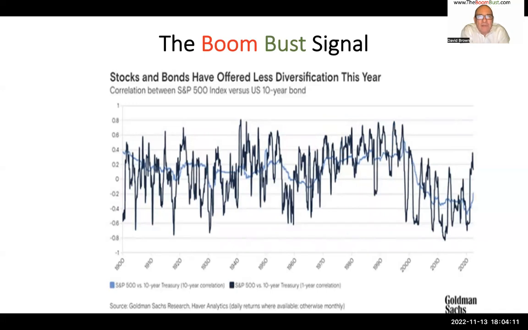Another interesting slide that helps us understand the optimal portfolio allocation when there is inflation is this slide, where we can see the correlation between the 10-year bond and the S&P 500. The blue line is the 10-year correlation, while the darker blue or black line is the 1-year correlation. As you see, before 2020 you had a negative correlation between bonds and the S&P, and now both the 1-year and 10-year correlation are moving towards positive territory. So both bonds and equity perform the same way.